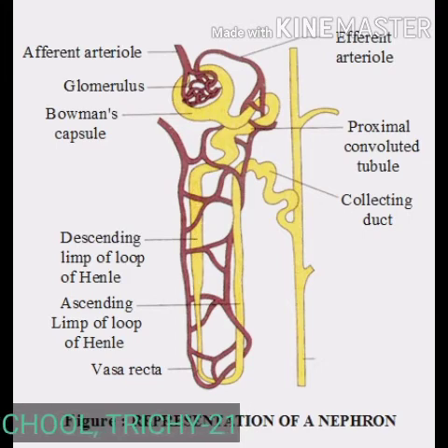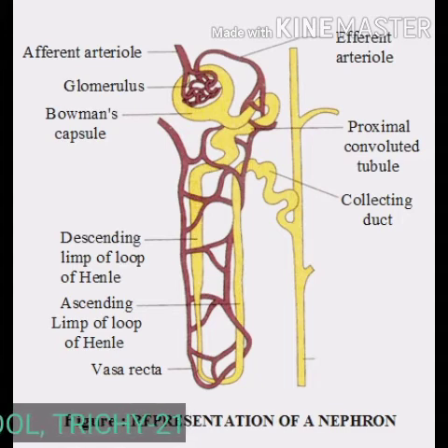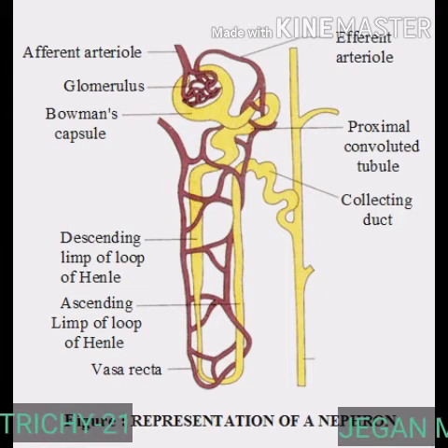Blood enters the glomerular capillaries through the afferent arteriole and leaves through the efferent arteriole. The Bowman's capsule continues as the renal tubule, which consists of 3 regions: the proximal convoluted tubule, a U-shaped hairpin loop, the loop of Henle, and the distal convoluted tubule. The distal convoluted tubule opens into the collecting tubule.